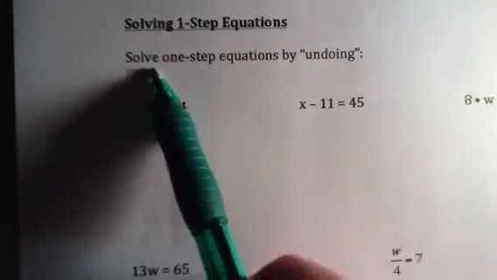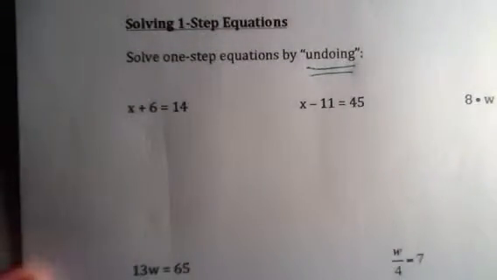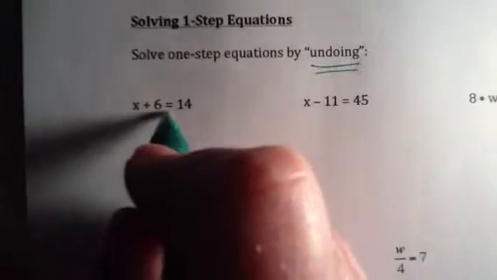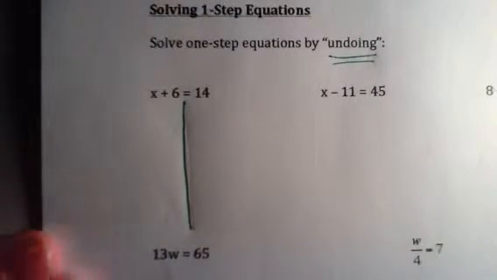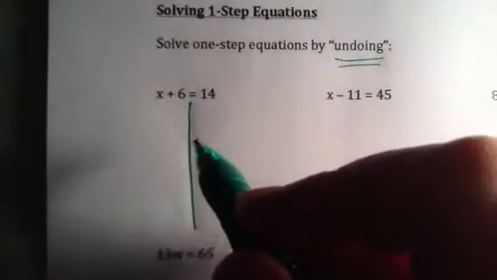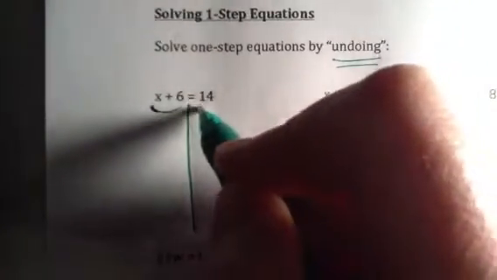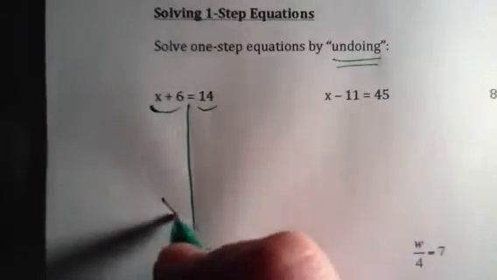Today the method we're going to use for solving one-step equations is called undoing. It's called undoing because when we see the equations, we're always going to do the opposite of what the equation says. So for example, in this equation, x plus 6 equals 14, we can start by drawing a line straight down from the equal sign to divide the equation into two parts. The equal sign tells us that this equation is perfectly balanced. It's telling us that x plus 6 is exactly equal to 14.